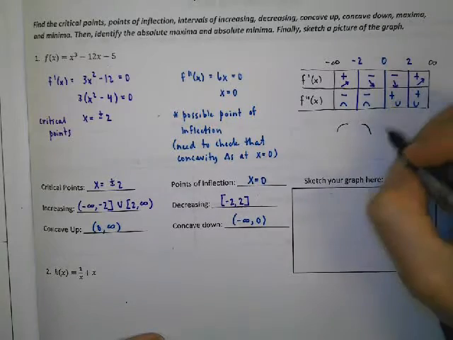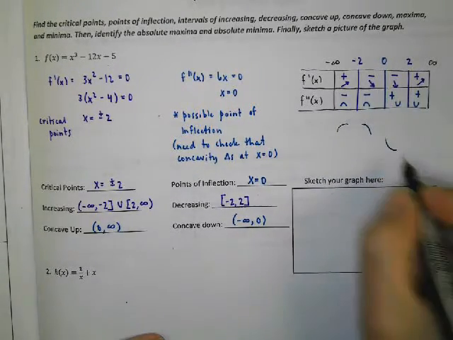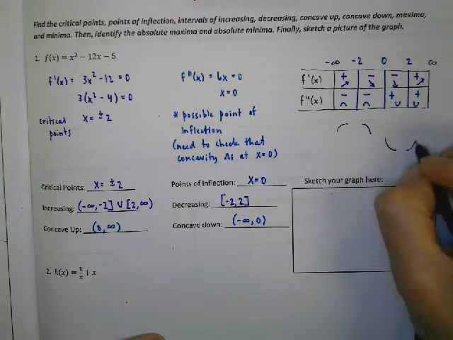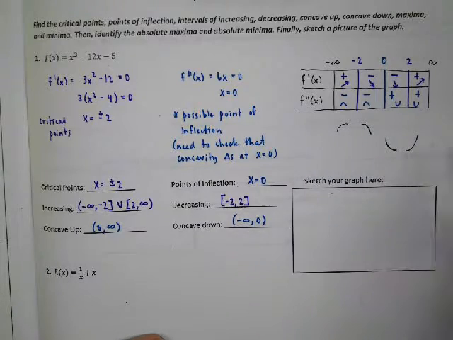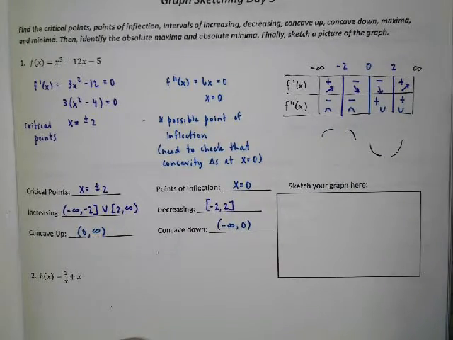From 0 to 2, I'm decreasing but now concave up. So decreasing, but I'm starting to look like I can hold water there. And then increasing and concave up. So really we're thinking of just stitching these pieces together. And we're going to find some y values for these points so that we can plot them in our graph.